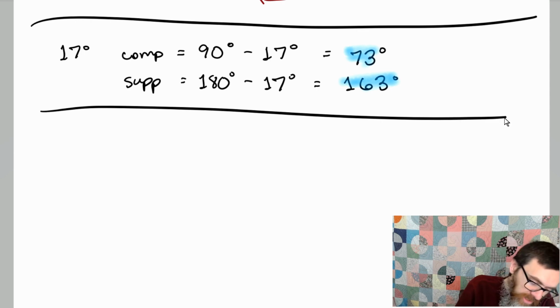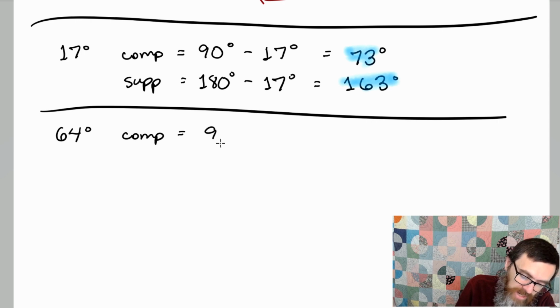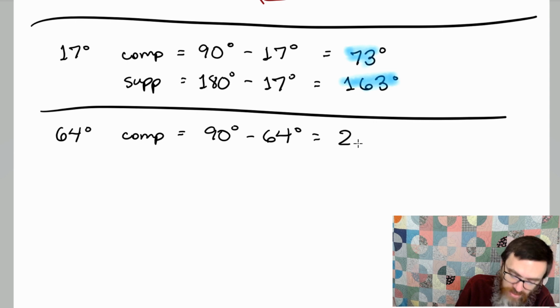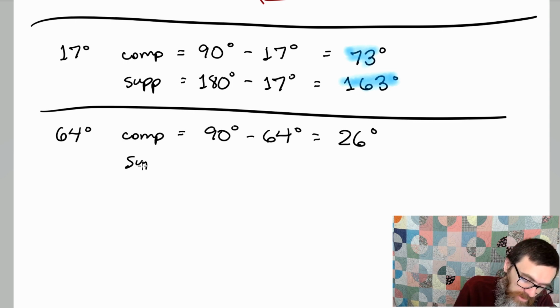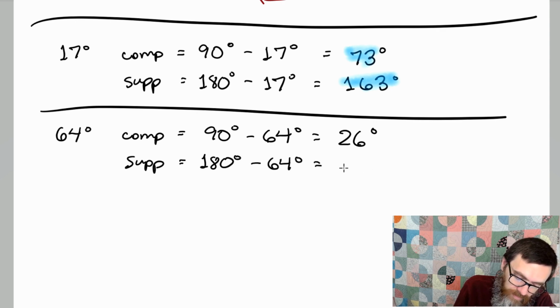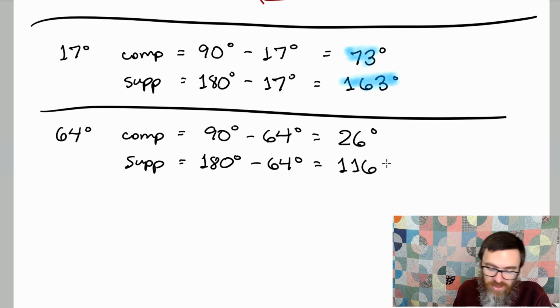All right, the next example is 64 degrees. So to find the complement, you would do 90 minus 64, and that's 26 degrees. All right, and then the supplement. 180 minus 64 gives us 116 degrees.